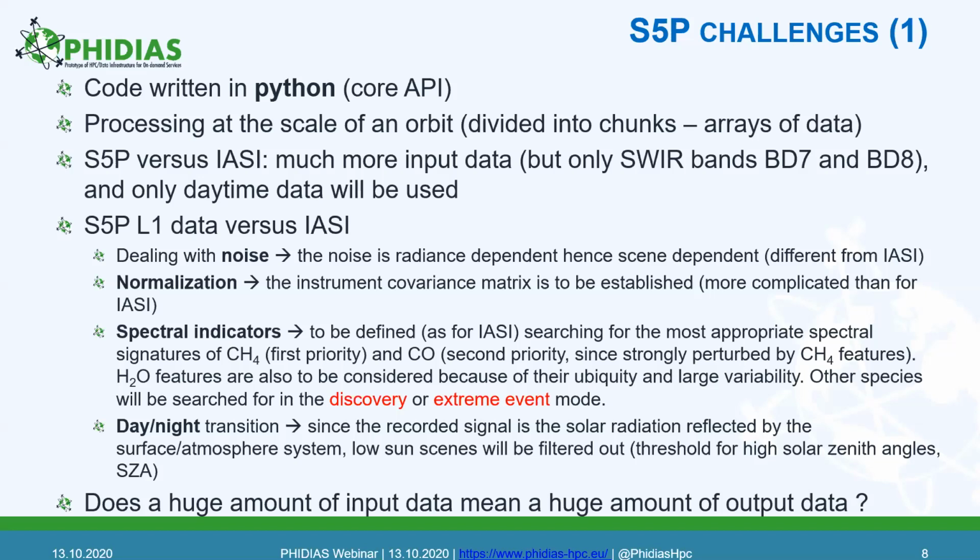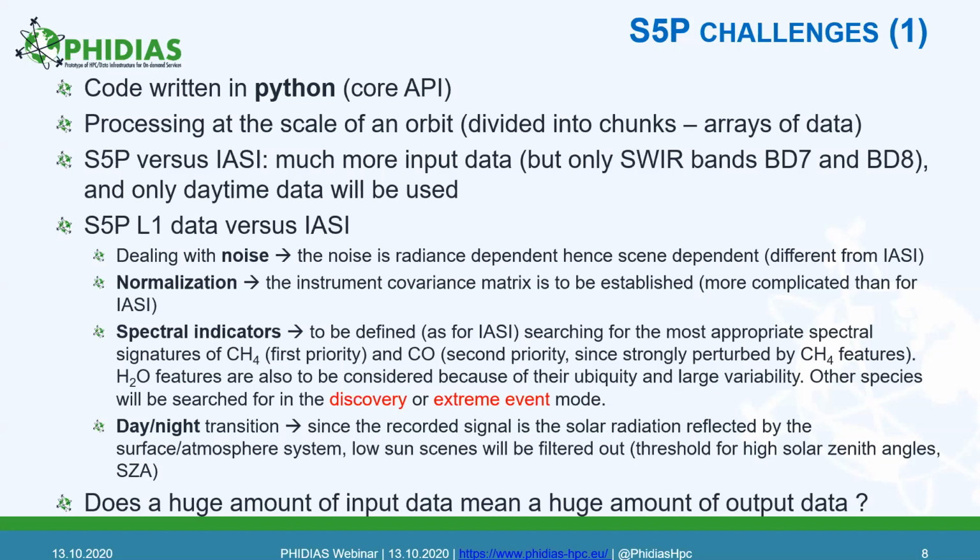So low sun scenes will be filtered out. We will apply a threshold for high solar zenith angles. It's a double advantage, because for high solar zenith angles, we cannot consider the Earth's atmosphere system as plane parallel anymore. There is a large air mass to be traveled. With very grazing zenith angles, when you look at a pixel, you don't see a small area, but a long horizontal distance. So it's very hard to map and to interpret such results.